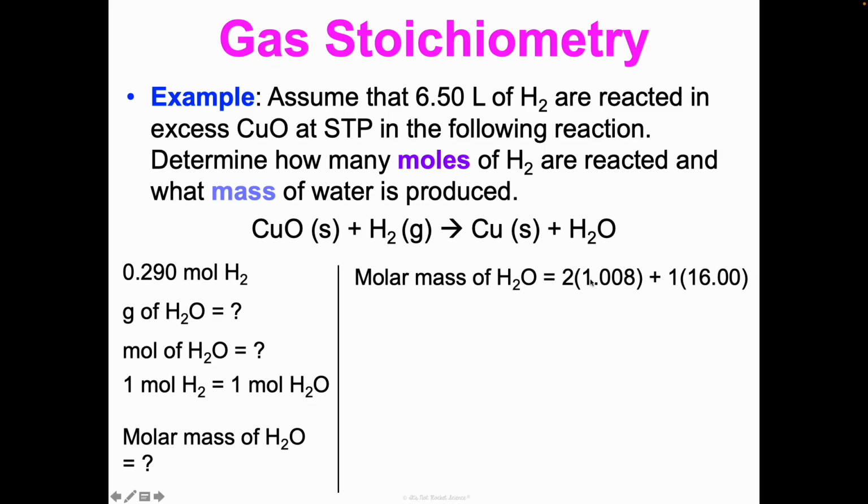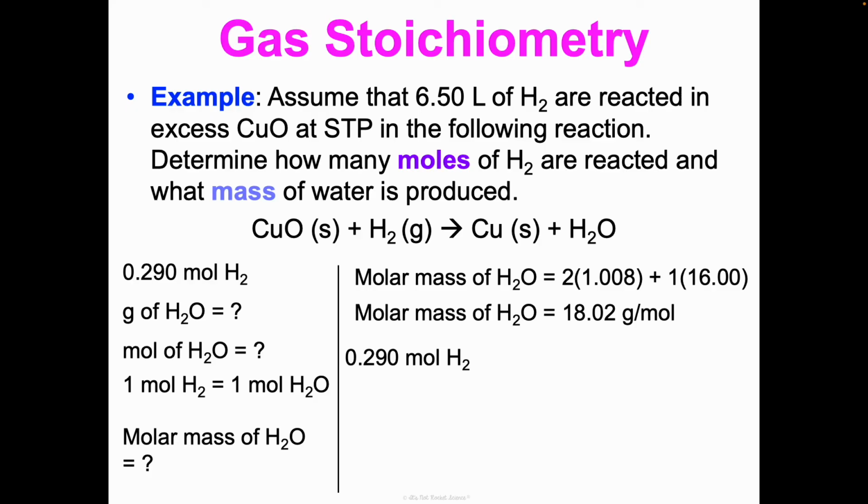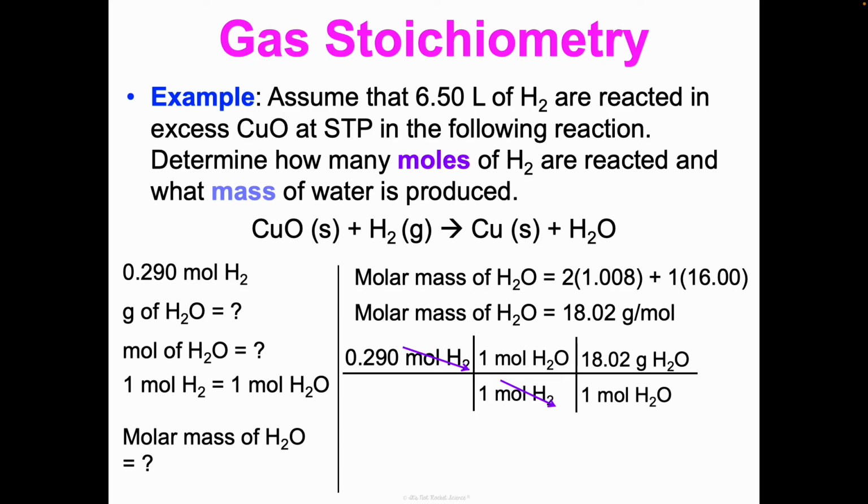So if you remember, we're going to do 2 times the molar mass of hydrogen, which is 1.008, plus 1 times the molar mass of oxygen, which is 16. We get a molar mass of 18.02. Now we can just do what we did all last unit. We've got 2.90 moles of hydrogen gas. For every 1 mole of hydrogen gas, there's 1 mole of water. Those cancel. In every 1 mole of water, we have 18.02 grams of water from our molar mass. Those cancel. Now I just multiply across the top, multiply across the bottom, and divide, and I get 52.3 grams of water could be produced.